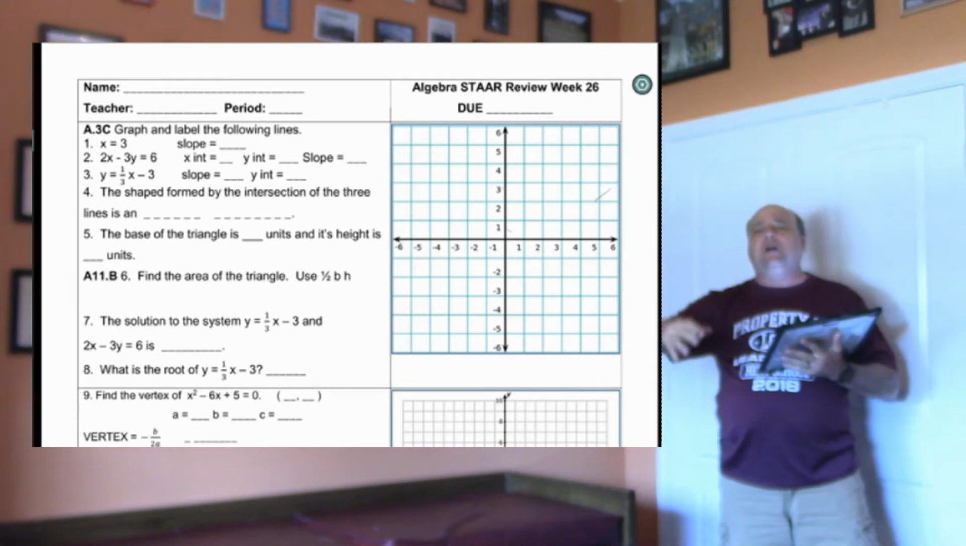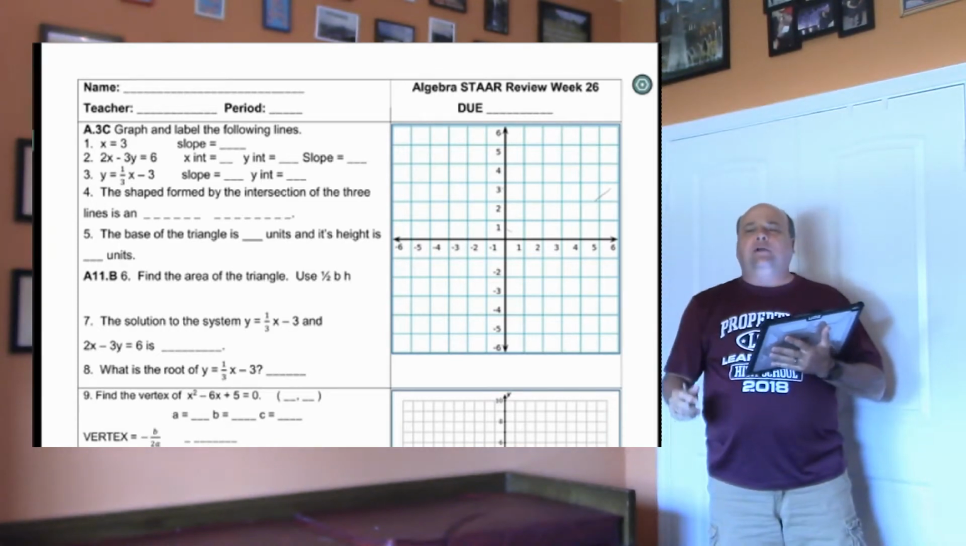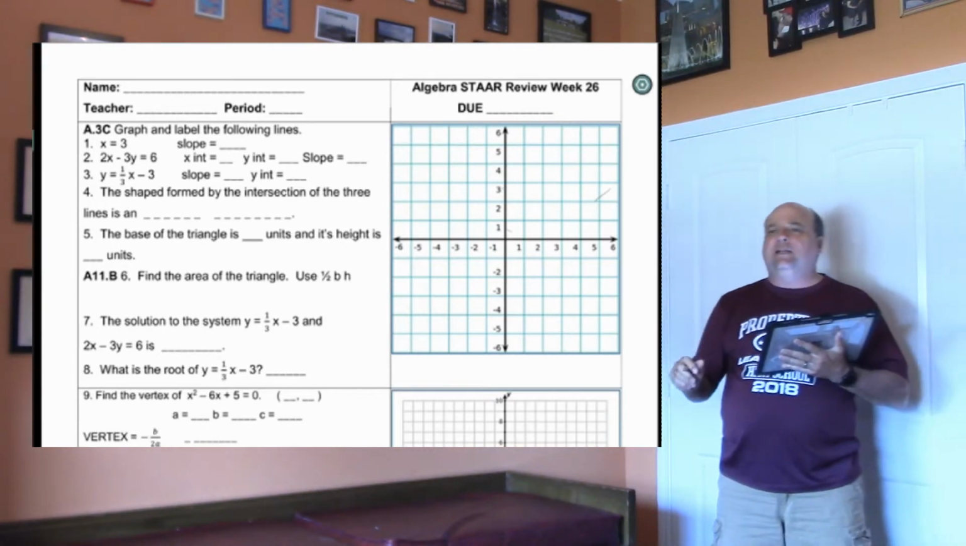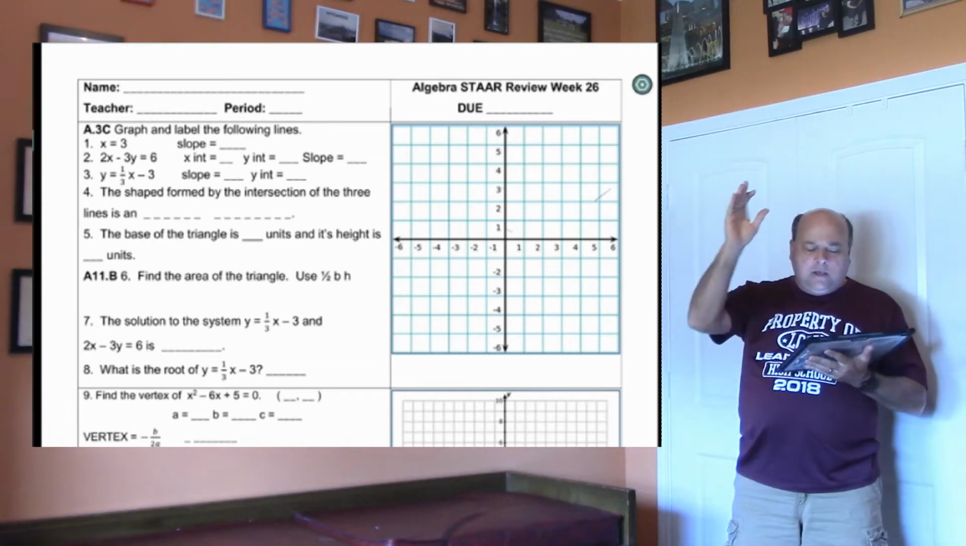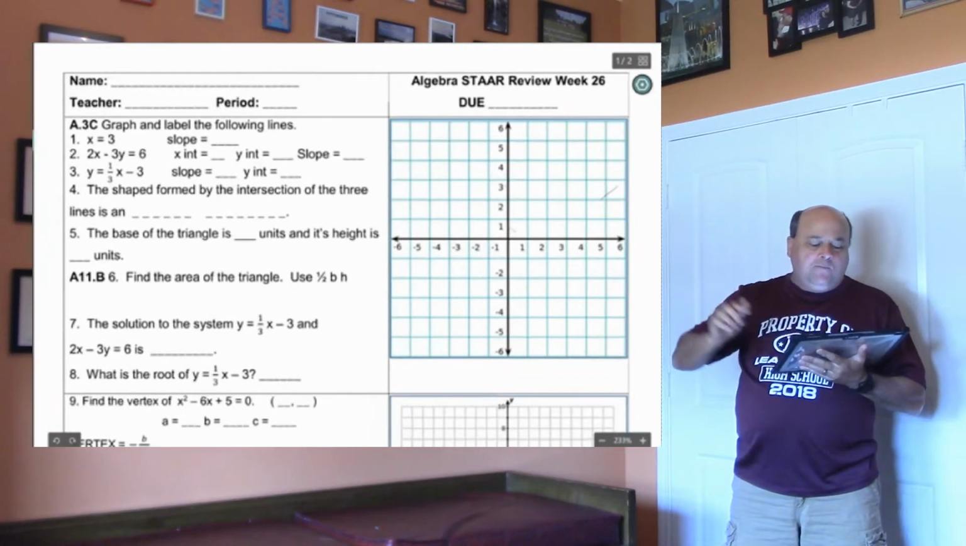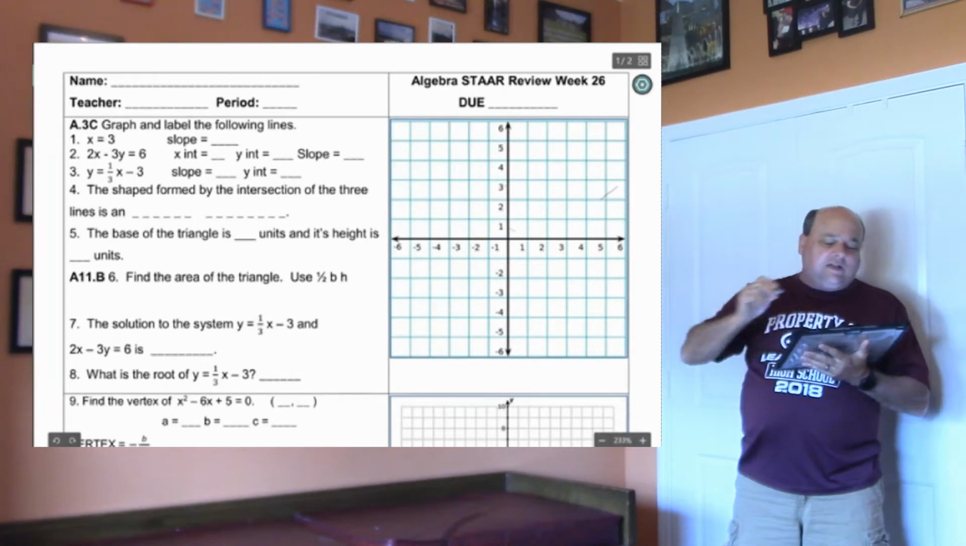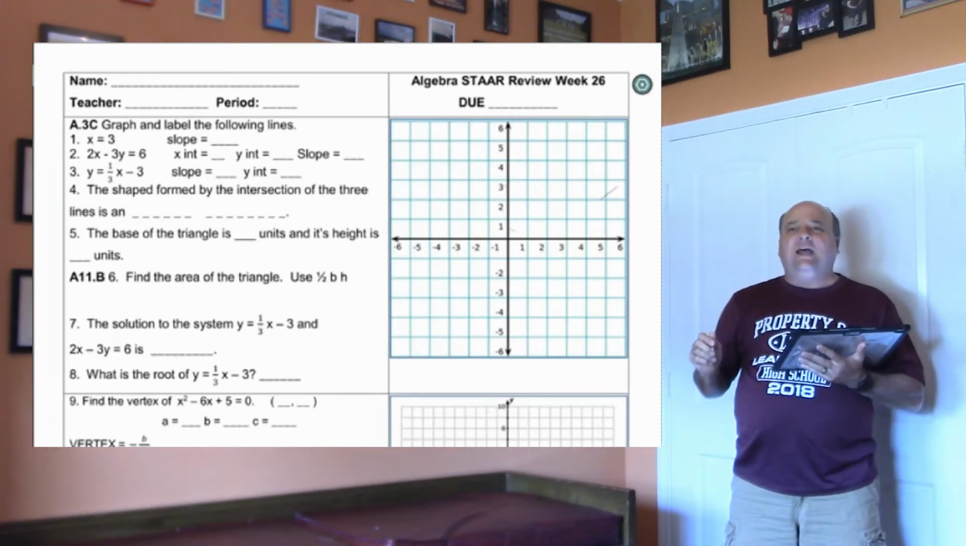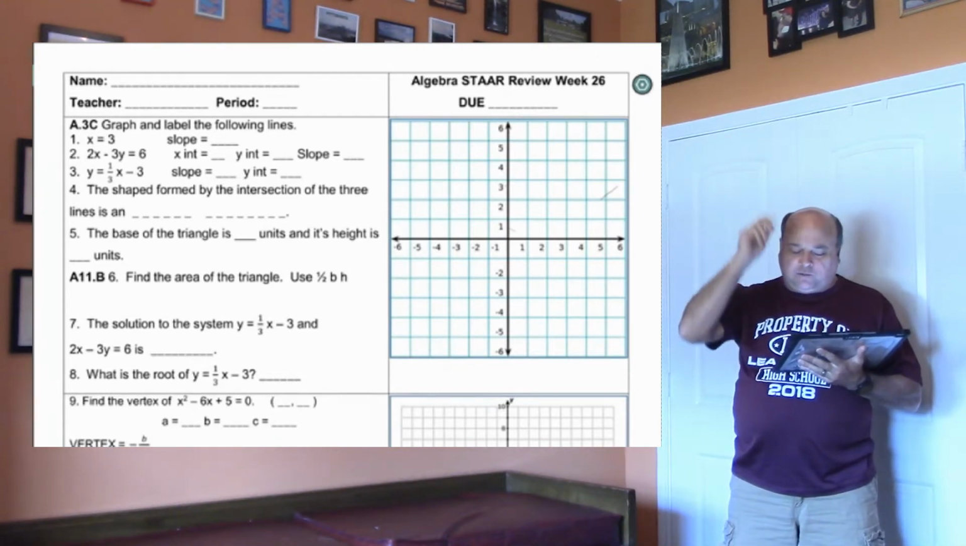Today we're going to go over the front. Tomorrow we'll do the back, okay? This will change a little bit next week on the next STAAR Review, so get ready for that, okay? Number one, we're going to graph these lines. We're going to graph x equals 3, okay? Hopefully this week they work out.